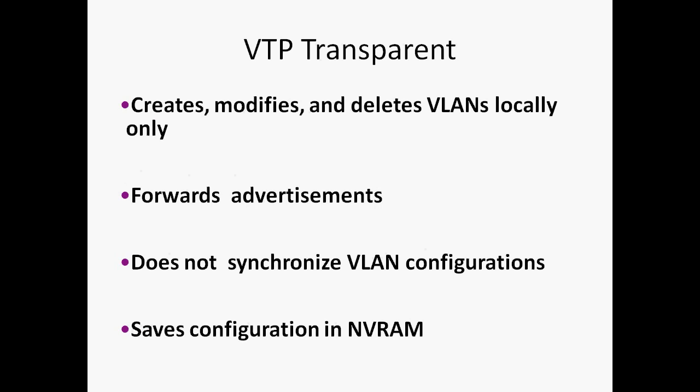VTP transparent. In VTP transparent mode, the user can create, modify and delete a VLAN locally only. It just forwards the advertisement. If a VTP server creates a VLAN, that information is passed to the VTP transparent switch. But the VTP transparent switch does not apply any changes from it. It just passes that information to the VTP client. But in VTP transparent mode, we can manually create, modify and delete a VLAN. It does not synchronize the VLAN configuration, and the VTP transparent configuration is stored in NVRAM.